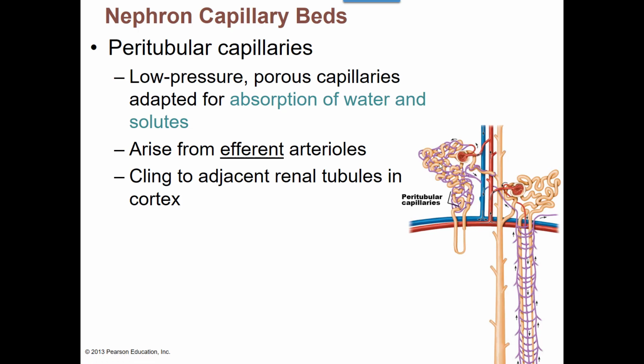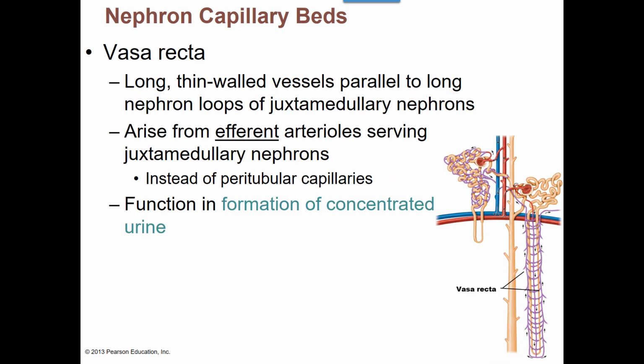The other capillary bed that we have is the vasa recta. The vasa recta is associated just with the juxtamedullary nephrons, the ones that have those long nephron loops. It also comes from the efferent arterioles, so both of those capillary beds, whether it's the peritubular or the vasa recta, are coming from the efferent. So you have blood going in, blood coming out, and it's the blood that goes out that becomes the vasa recta. It's these blood vessels that are there to absorb lots and lots of water out of that filtrate so that you can have a really concentrated urine.